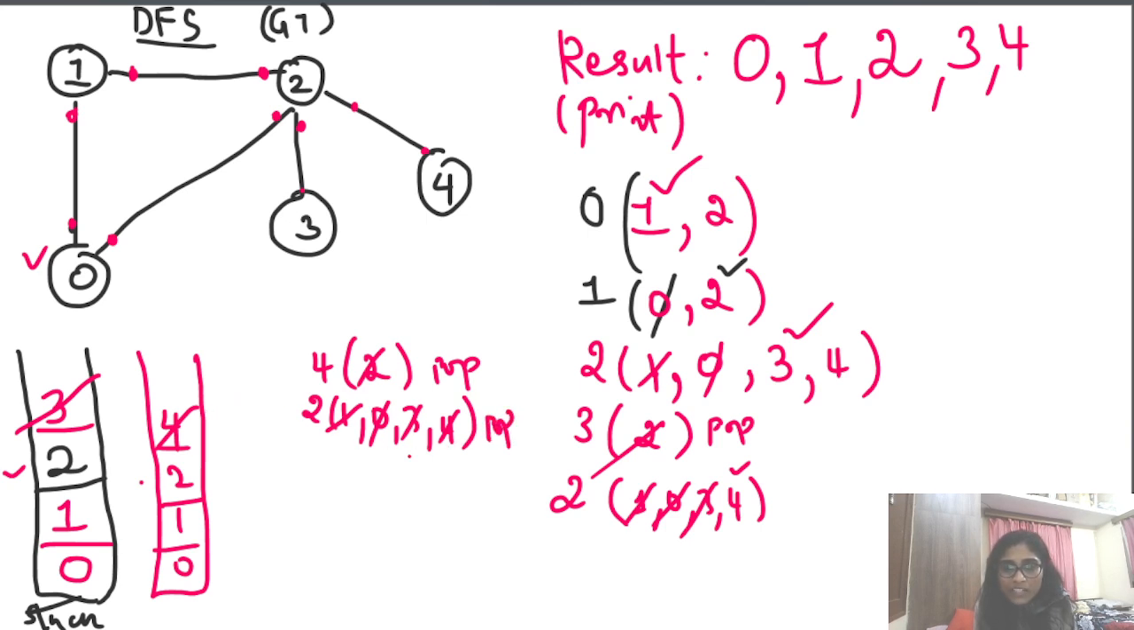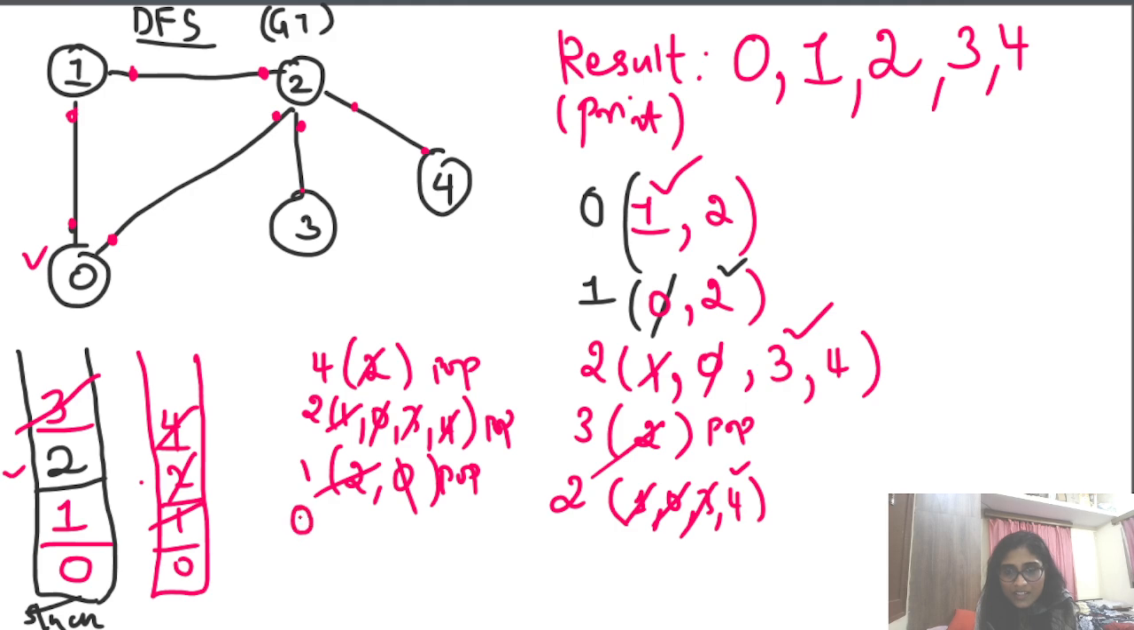So do the pop. What can be popped now? 2 can be popped out. What is the remaining thing on the stack? Okay, let's explore 1. Tell me the adjacent nodes for 1. 1 has only 2 nodes, it's connected to 2 and also connected to 0. 2 is already explored and printed on the screen. 0 is already explored and printed. So there is nothing to be pushed onto the stack. So now we will pop the element 1.